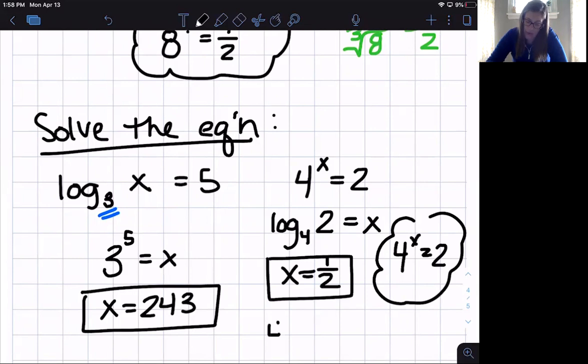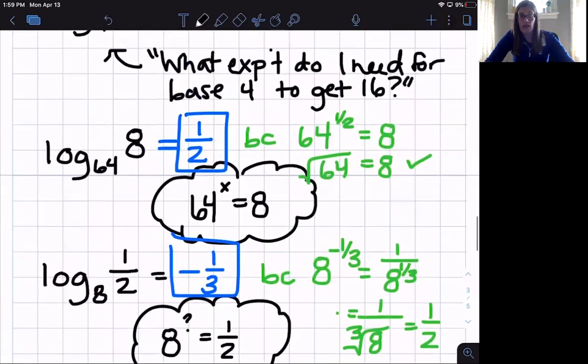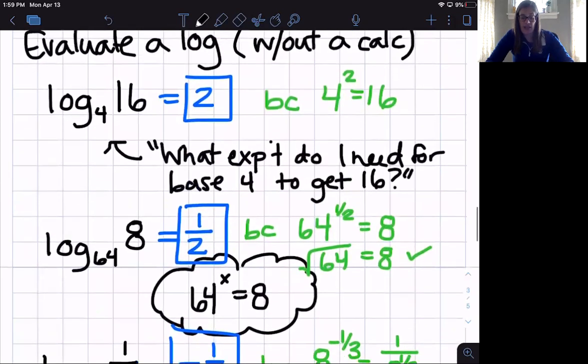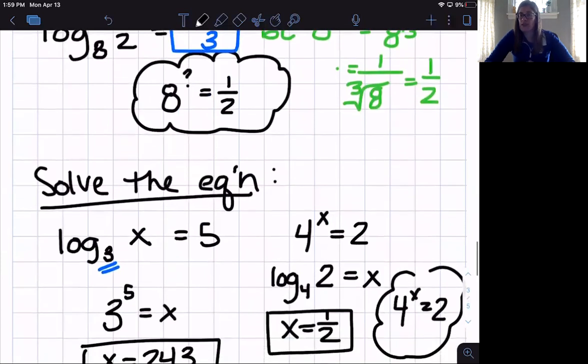If you want to type 4 to the 1/2 in the calculator, use your exponent button, but remember that you would have to put in a 0.5, or you'd need to put parentheses around the 1/2 in order for it to equal 2. Okay. So you've got an assignment with changing from exponential to logarithmic form, and vice versa, doing some practice with evaluating the logs. Think about this question: what exponent do I need to get these numbers? And there will be some problems similar to this where you're solving for x.